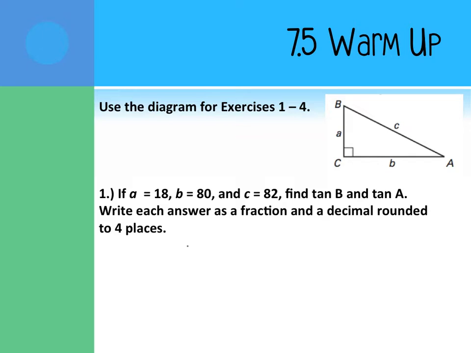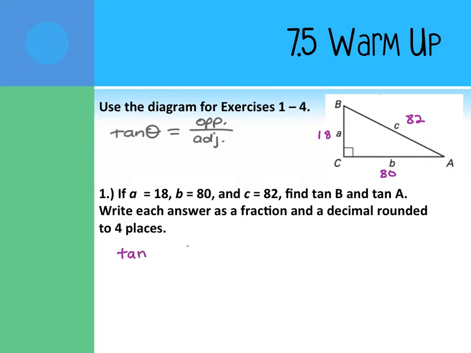So for all of these, we're going to use that tangent of an angle is equal to the side opposite it over the side adjacent to it. So number 1 says if A is 18, so I'm going to label this diagram, if A is 18, B is 80, and C is 82, find the tangent of B and tangent of A, and then write each answer as a fraction and a decimal rounded to 4 places. So let's start with B.